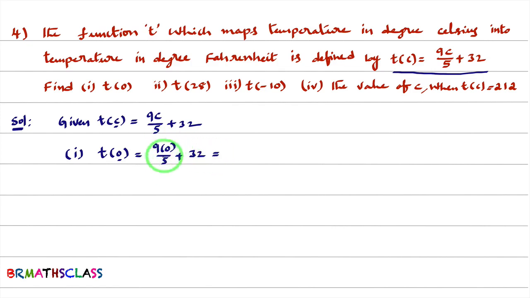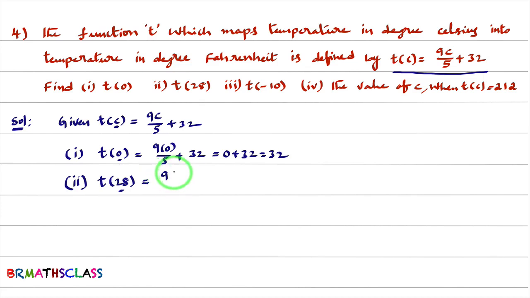0 by 5 is 0. 0 plus 32 is 32. So t of 0 value is 32. Now we will see the second bit. T of 28. In this function, in place of c, 28 is there. So in this function, wherever c is there you write 28.